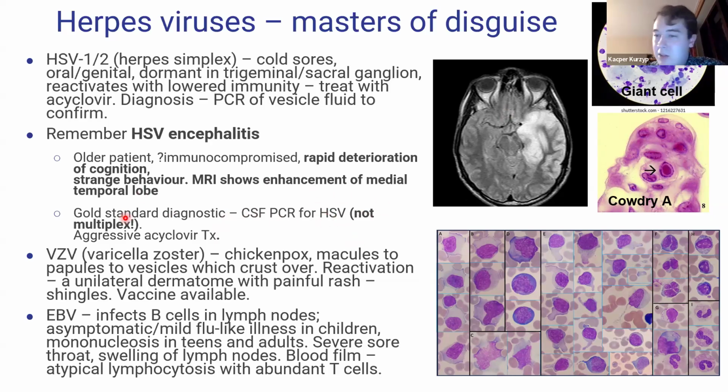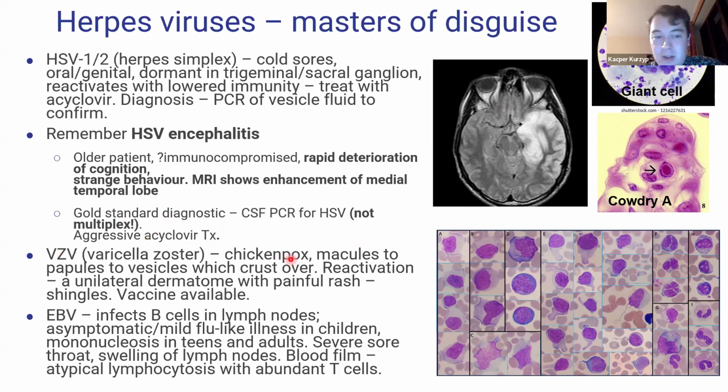You don't want to do a multiplex panel, as those have only approximately 50% sensitivity for herpes simplex virus 1. So you want to do specific primers for HSV1. And you treat with aggressive acyclovir and hope for the best.